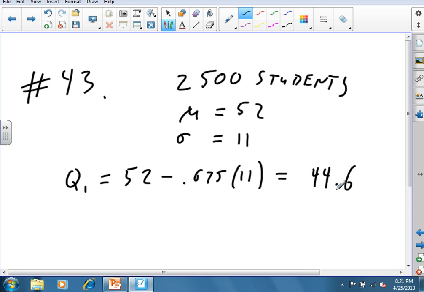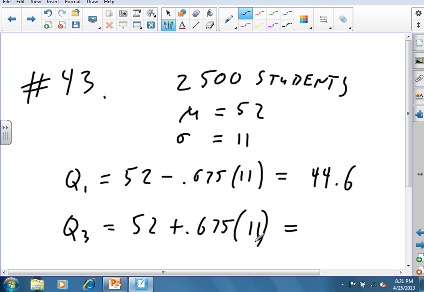And estimate the third quartile score: 52 plus 0.675 times 11. If I was smart, I should be able to do that without my calculator, but it's too late in the day. We'll call it 59.4. Okay, well that was good.